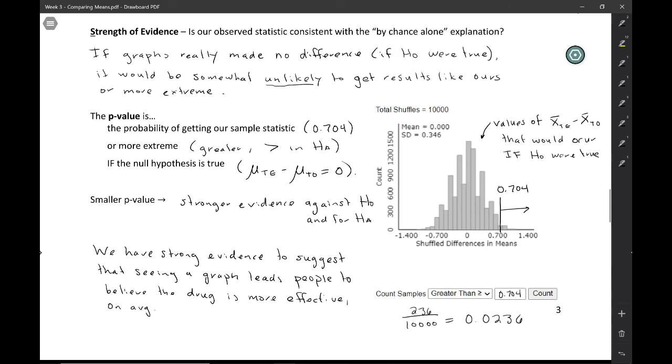So we wanted to know if the results could have occurred by chance, and that's certainly possible, but it would be pretty unlikely to get data like ours if the null were actually true. Only happens about 2% of the time. So in this case, we have pretty strong evidence that it wasn't just chance, that there actually is a relationship between seeing the graph and thinking that the drug is more effective.